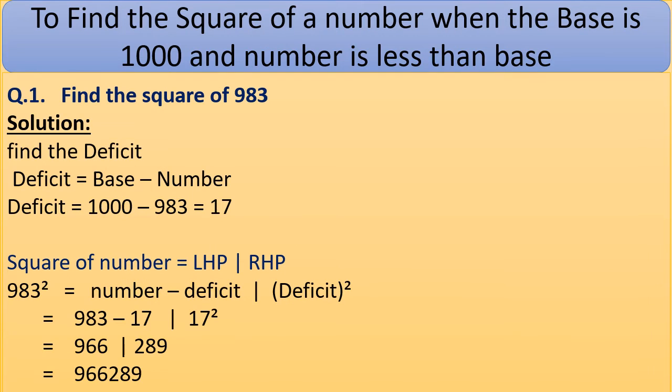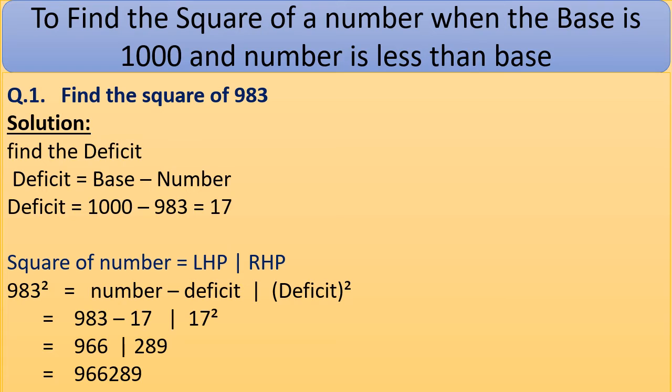Let's see some examples. To find the square of a number when the base is 1000 and the number is less than the base. Now, in order to find the square of 983, we know that 983 is nearest to 1000. So here the base is 1000 and the number is less than the base. So we will find the deficit. Now the deficit will be base minus number. So deficit equals 1000 minus 983 equals 17.